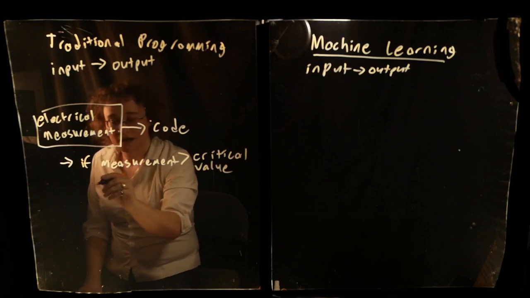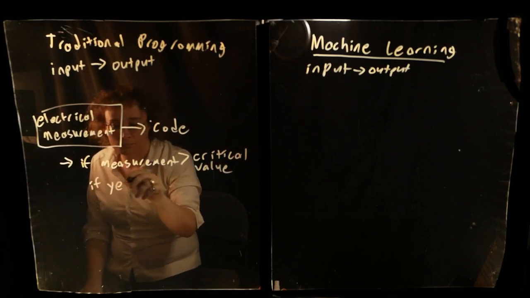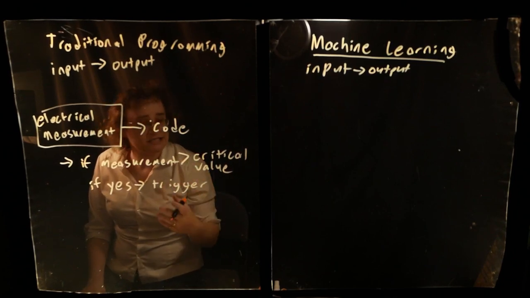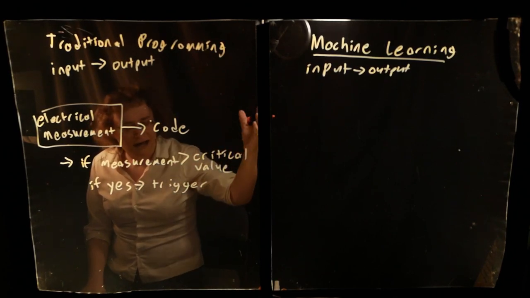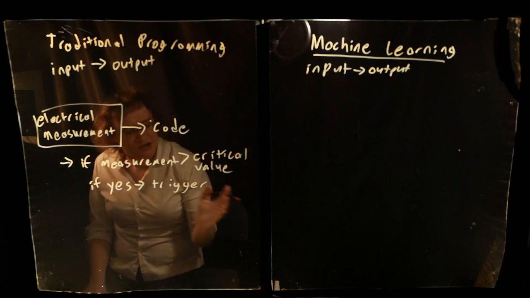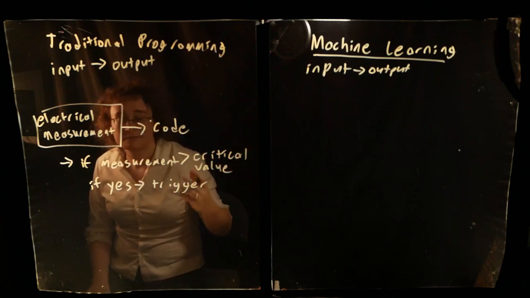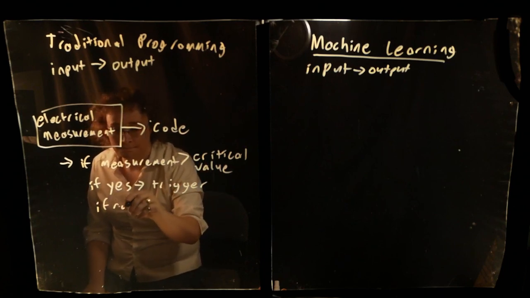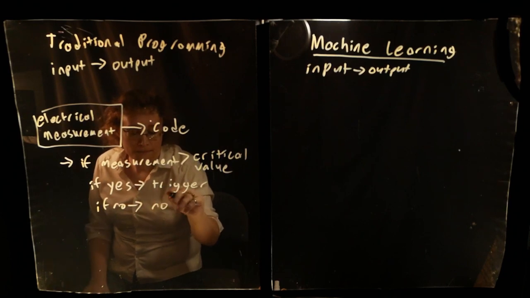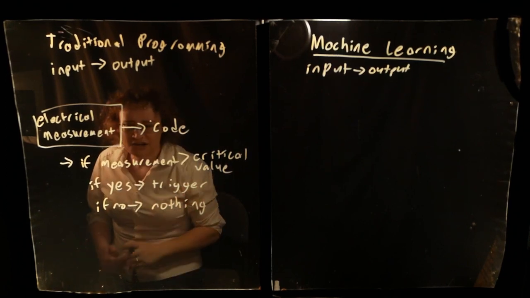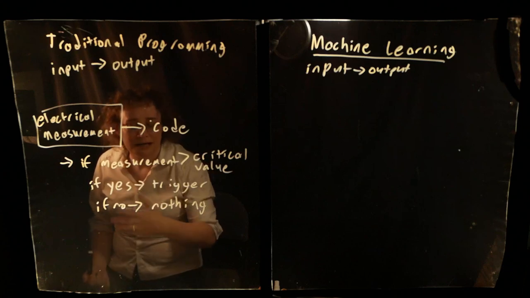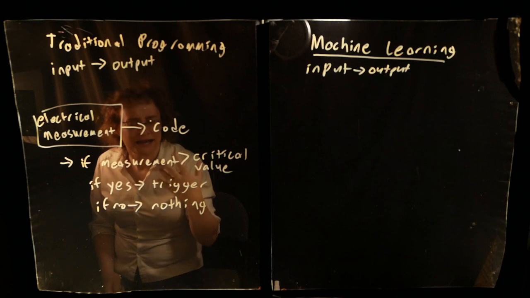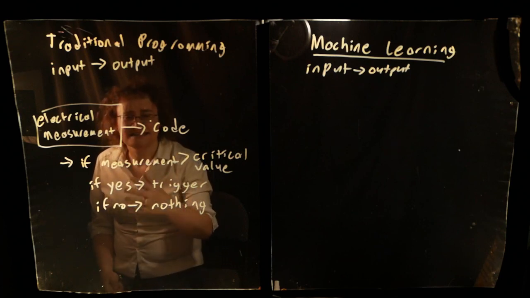If yes, trigger the mechanism. The mechanism that causes the brake to activate and jam up into the saw blade, and also causes the blade to drop below the table of the saw. So if yes, trigger. If no, do nothing. And you'd have a fairly simple set of instructions that you are commanding the saw to perform. And again, this is manually programmed.